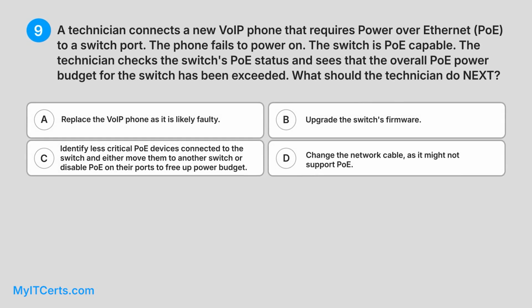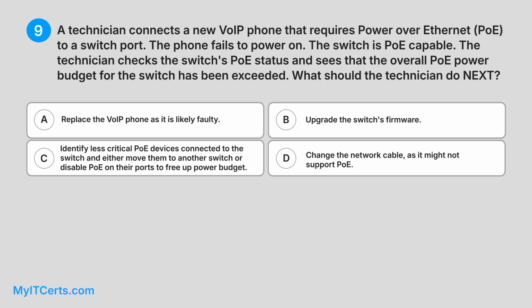9. A technician connects a new VoIP phone that requires power over Ethernet, PoE, to a switch port. The phone fails to power on. The switch is PoE capable. The technician checks the switch's PoE status and sees that the overall PoE power budget for the switch has been exceeded. What should the technician do next?